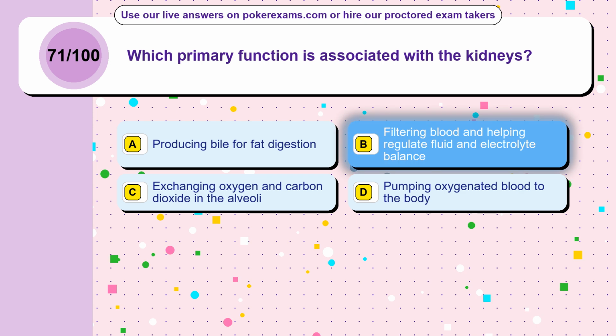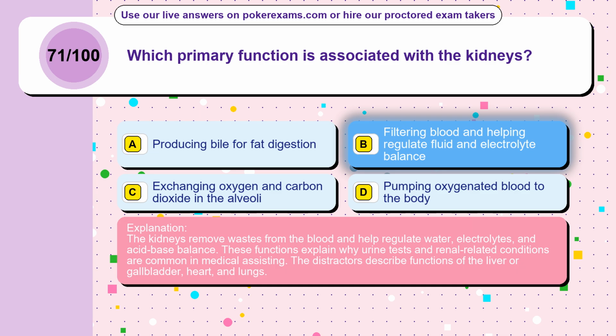Filtering blood and helping regulate fluid and electrolyte balance. The kidneys remove wastes from the blood and help regulate water, electrolytes, and acid-base balance. These functions explain why urine tests and renal-related conditions are common in medical assisting. The distractors describe functions of the liver or gallbladder, heart, and lungs.